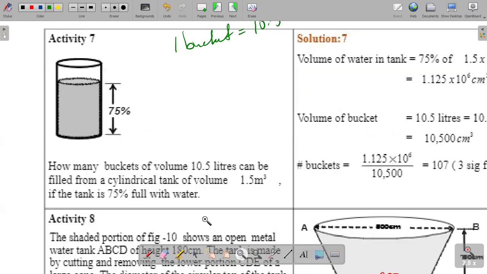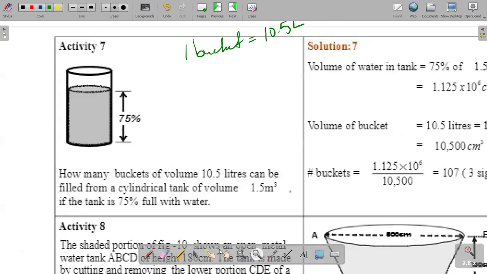Anybody realize what makes this question hard? Let me see if you are really focusing and paying attention. This question ain't hard, but something made it a little challenging. What is the thing that makes this question a little harder? Not the percentage. Try again. Look at the information. One part gives you information in liters, and the other part gives you the information in meters cubed. Everybody see that?